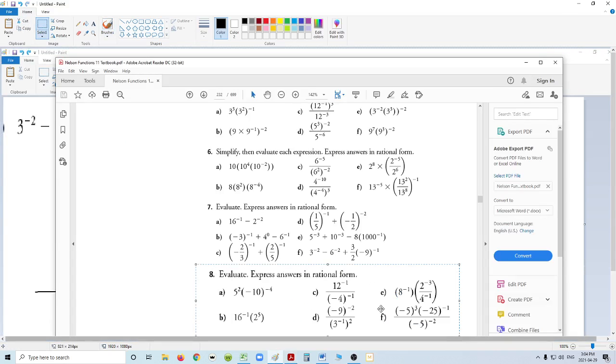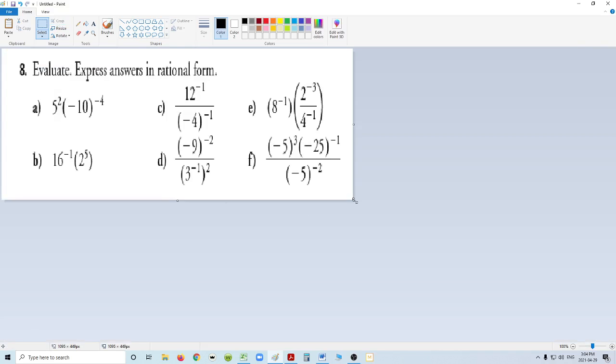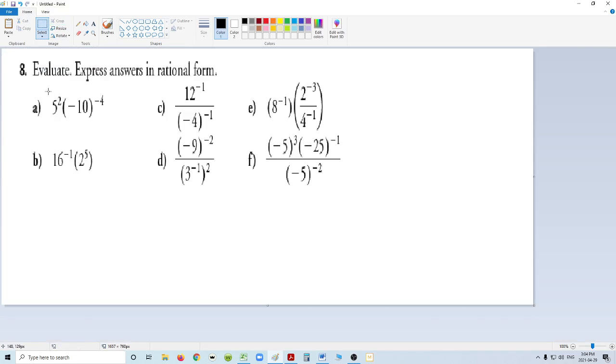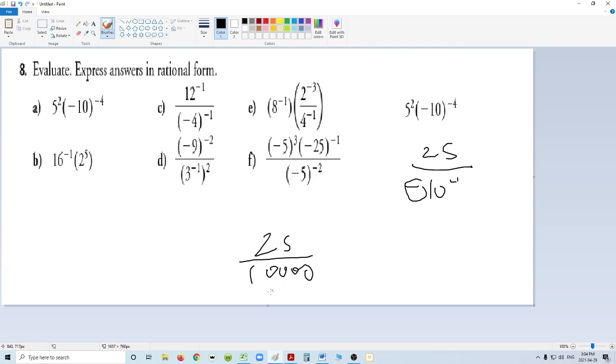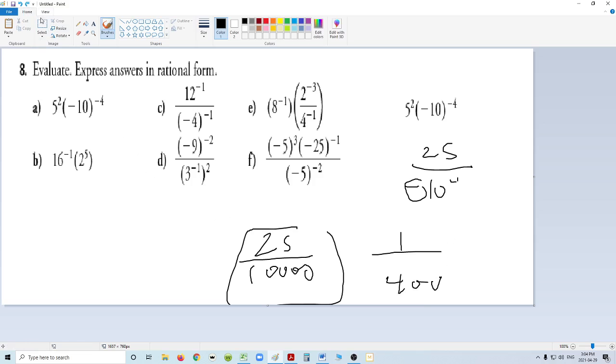So number 8. If I look at this first one, it's just 25 over minus 10 to the 4, which is going to become positive because it's to the power of 4. So it's going to be 25 over 1 and 4 zeros. Now they're both divisible by 25, and I get 1 over 400. And that's all I want you to do.